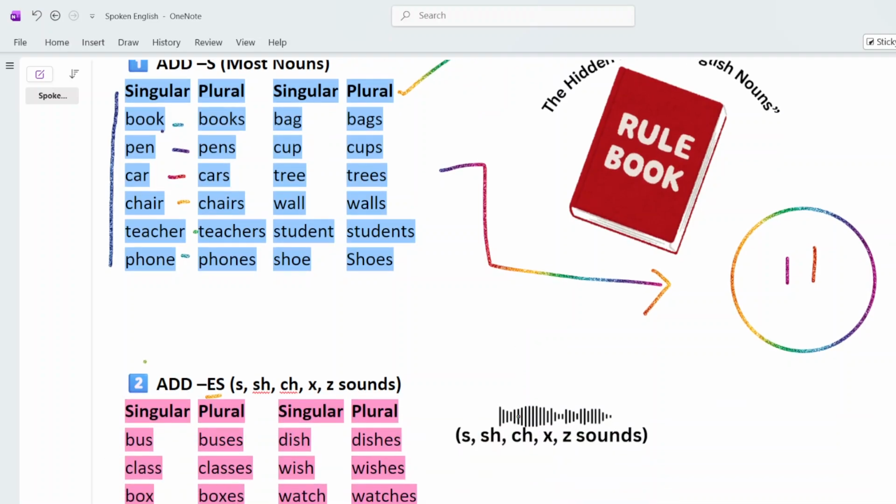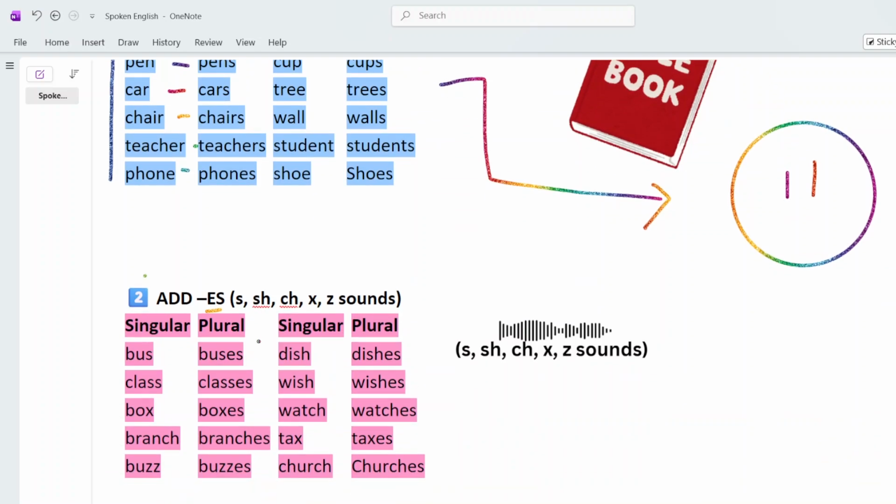Now, let's look at words ending in S, sh, ch, x, and z sounds. Let's look at another interesting topic here. How do we add es to the words, and where exactly do we need to add es in order to change them into their plural forms?